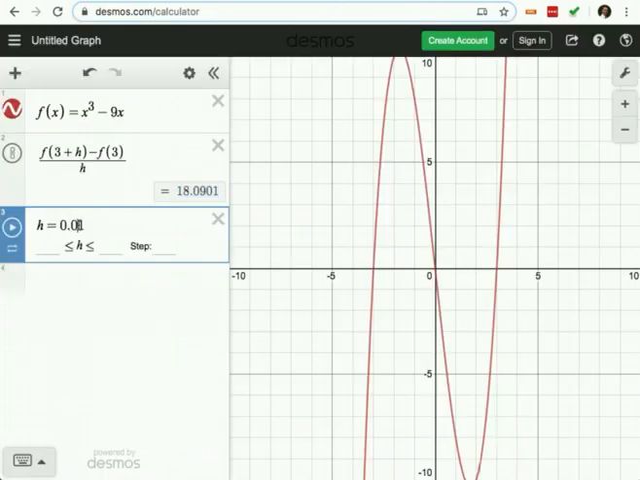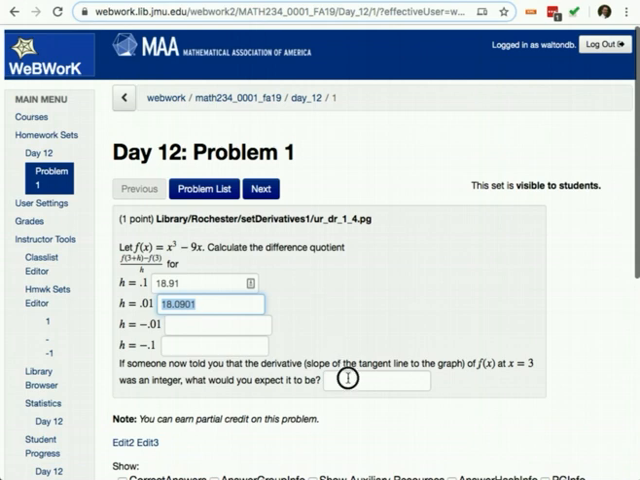Let's make it even smaller. This wasn't asked for on web work, but if I do 0.01, or 2 zeros in 1, you can see that closer. And if I do even more, the closer I get to 0, the closer I am to the actual slope of the tangent line. And so the limit of this would be 18. So here, the limit is 18. And I'll let you calculate the values of h that are negative.